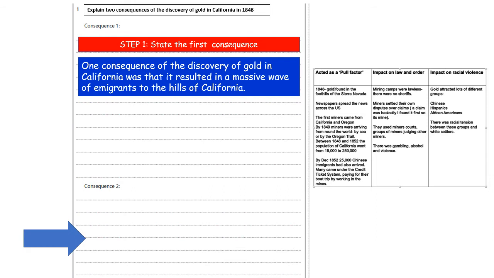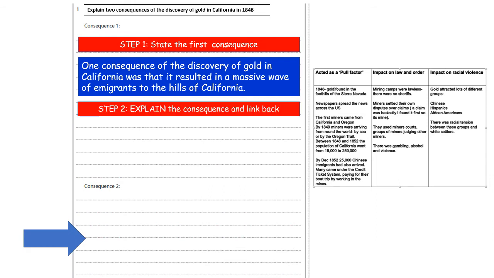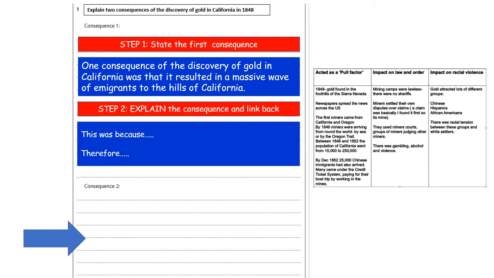We then have to support this consequence with lots of detailed evidence. So we've got to explain the consequence and link back. So we've got to then explain our knowledge about who went to California, in what numbers and where from, and then we can link it back. So once you've done that, you'd be on 4 out of 4, done well. And then obviously to earn the rest of the marks, you've got to be able to repeat this process, but for a different consequence. Something else came as a result of the discovery of gold, and you've got to explore that with the examiner following the same principle.